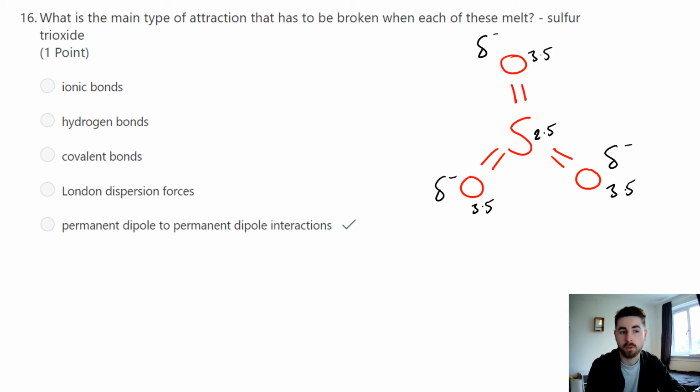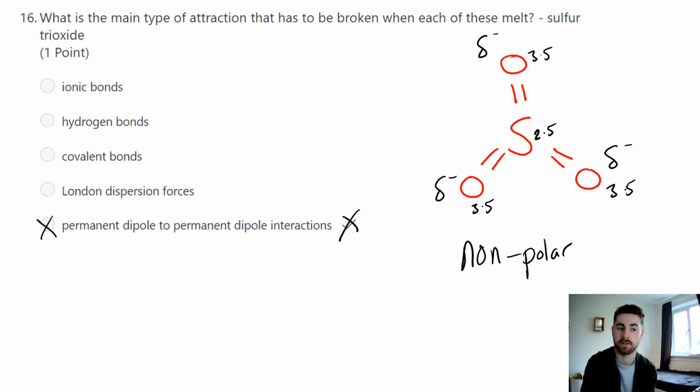For a molecule to be polar, you need a separation of charge, for one end of the molecule to have one charge, positive or negative, and the other end of the molecule to have the opposite charge. But what we have here is the same charge on all sides of the molecule, so that is giving us a non-polar molecule. If it's non-polar, then it's not able to form permanent dipole to permanent dipole interactions. So this is actually incorrect. The only type of interaction that can occur between non-polar molecules is London dispersion forces.